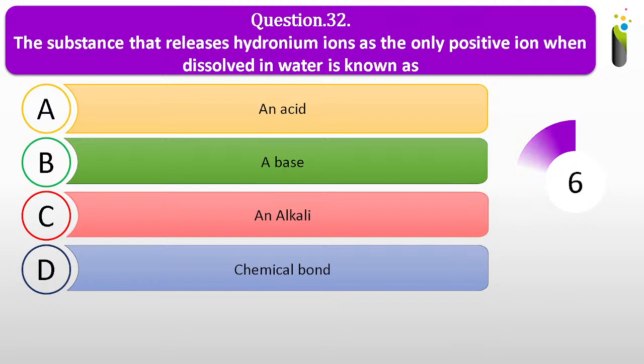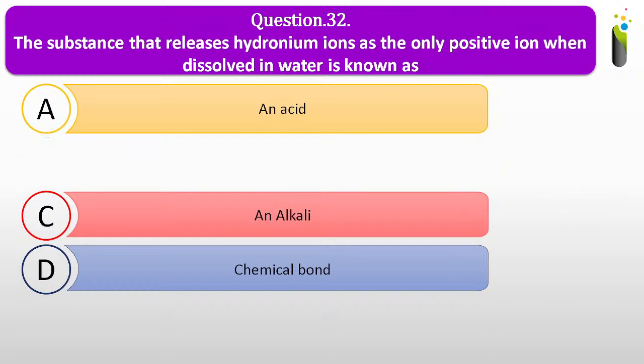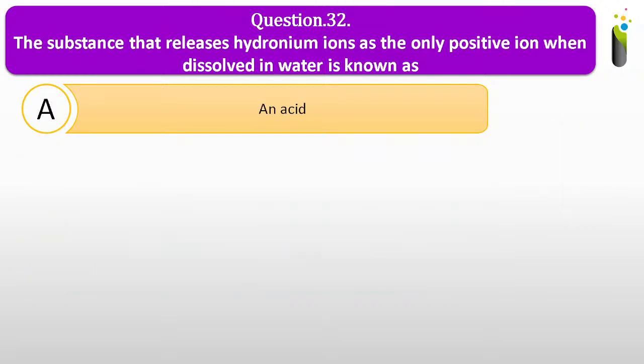Answer me for question number 32. So the answer is an acid. The substance that releases hydronium ions as the only positive ion when dissolved in water is known as an acid.